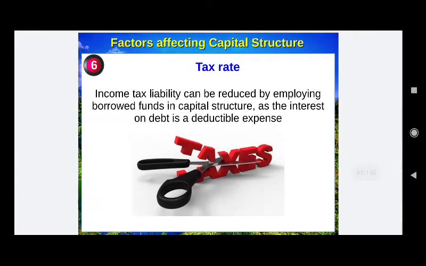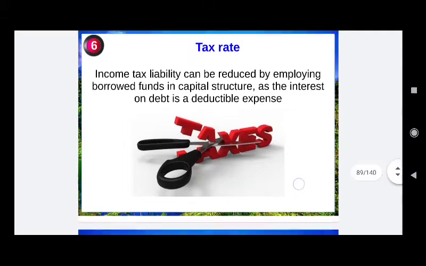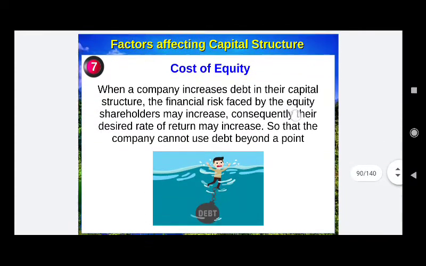Then comes tax rate. The income tax liability can be reduced by employing borrowed funds in the capital structure, as the interest on debt is a deductible expense. While calculating the tax amount, we can calculate the tax by deducting interest charges before the payment of tax. It means more interest charges will reduce the tax liability for the business.